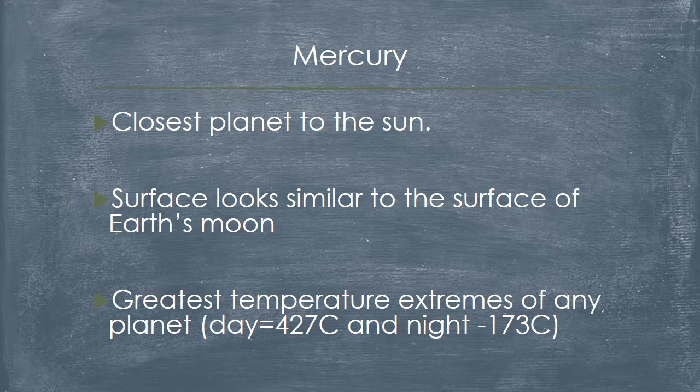Mercury is our closest planet to the sun, and its surface is very similar to the surface of Earth's moon. It looks very similar to the moon. Mercury is interesting because it has the greatest temperature extremes of any planet. During the day, it's really hot, and at night, it's really cold, because there's no atmosphere to keep the heat in or the cold out.